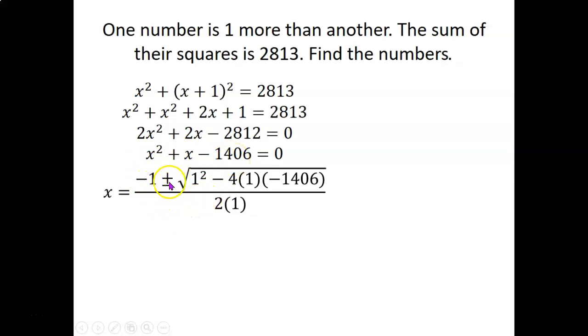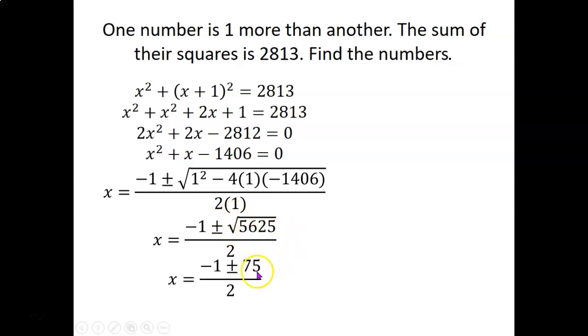So negative b plus or minus the square root of b squared minus 4ac over 2a looks like this, which simplifies to negative 1 plus or minus the square root of, here we have 1 minus a negative 5,624. That adds up to 5,625 under the square root sign. And of course, 2 times 1 is 2. The square root of 5625 is 75. So our solutions are negative 1 plus or minus 75 over 2.